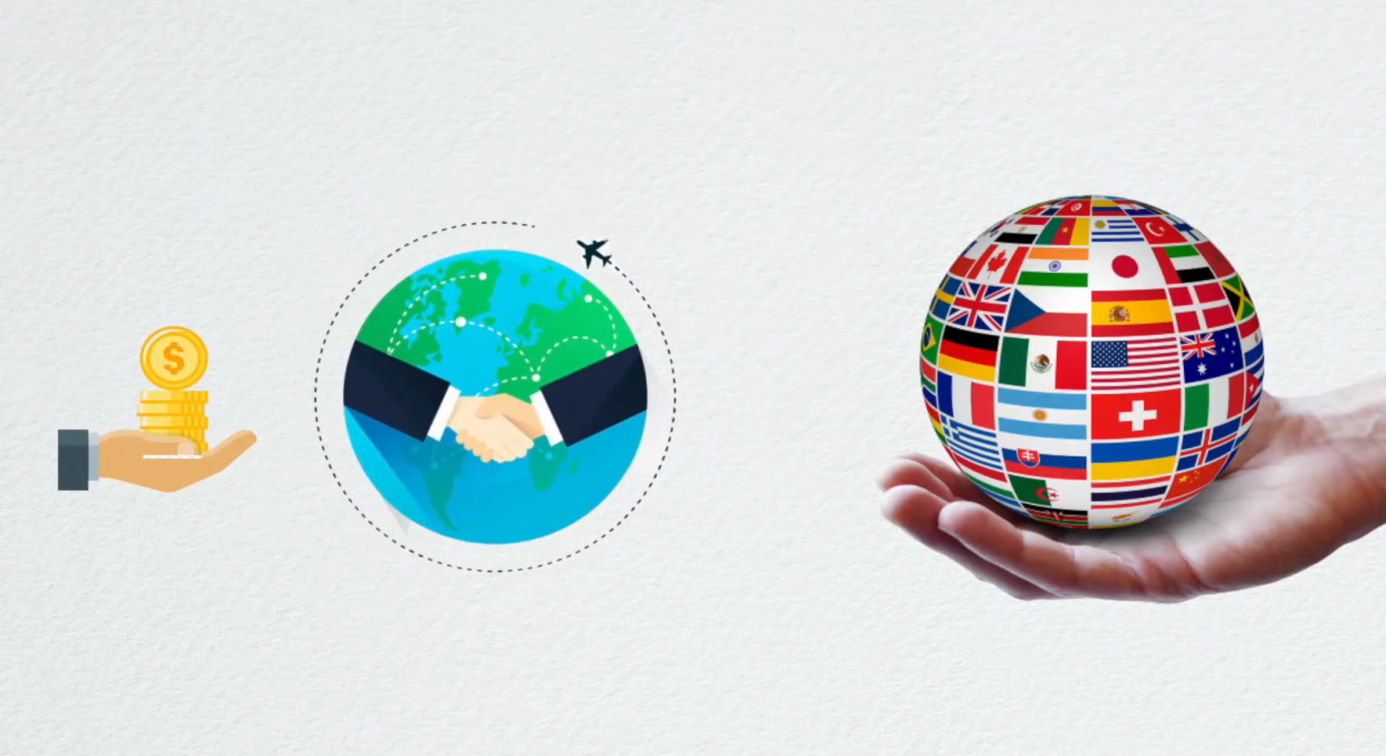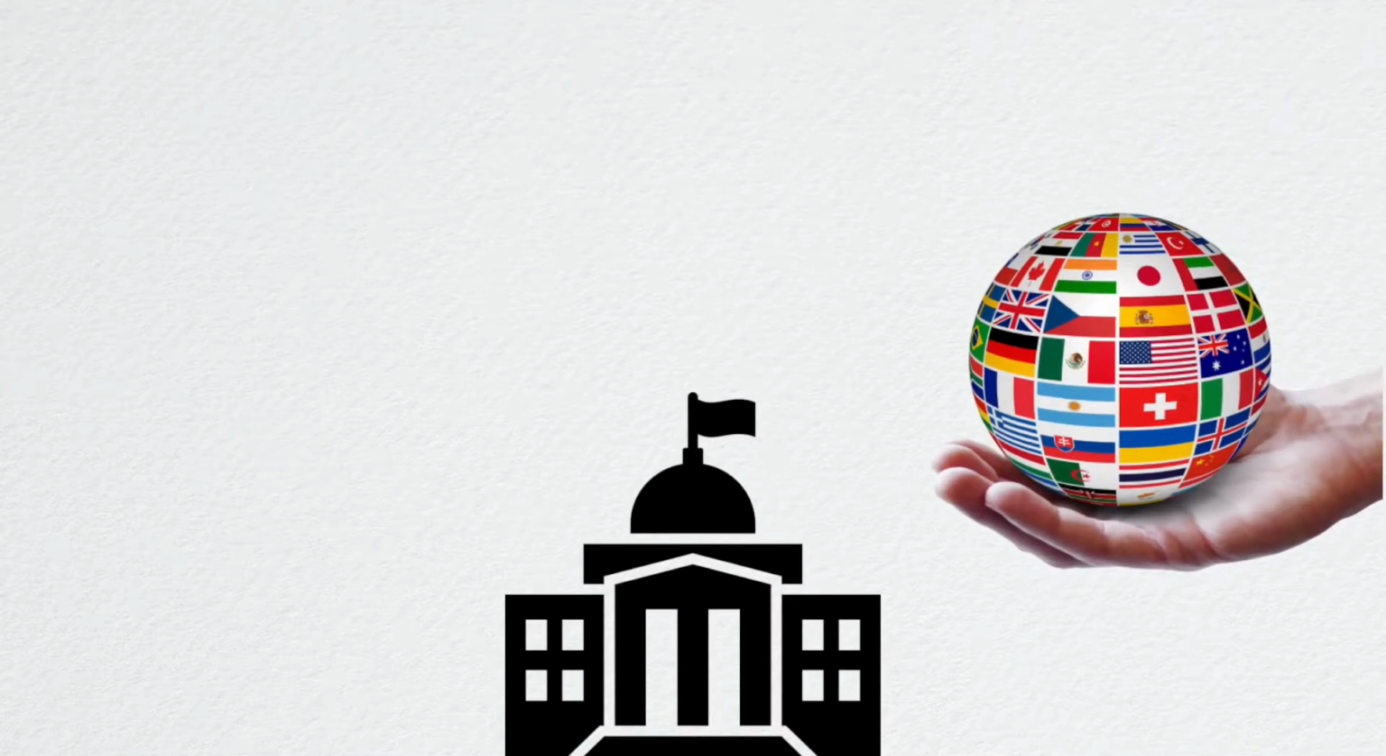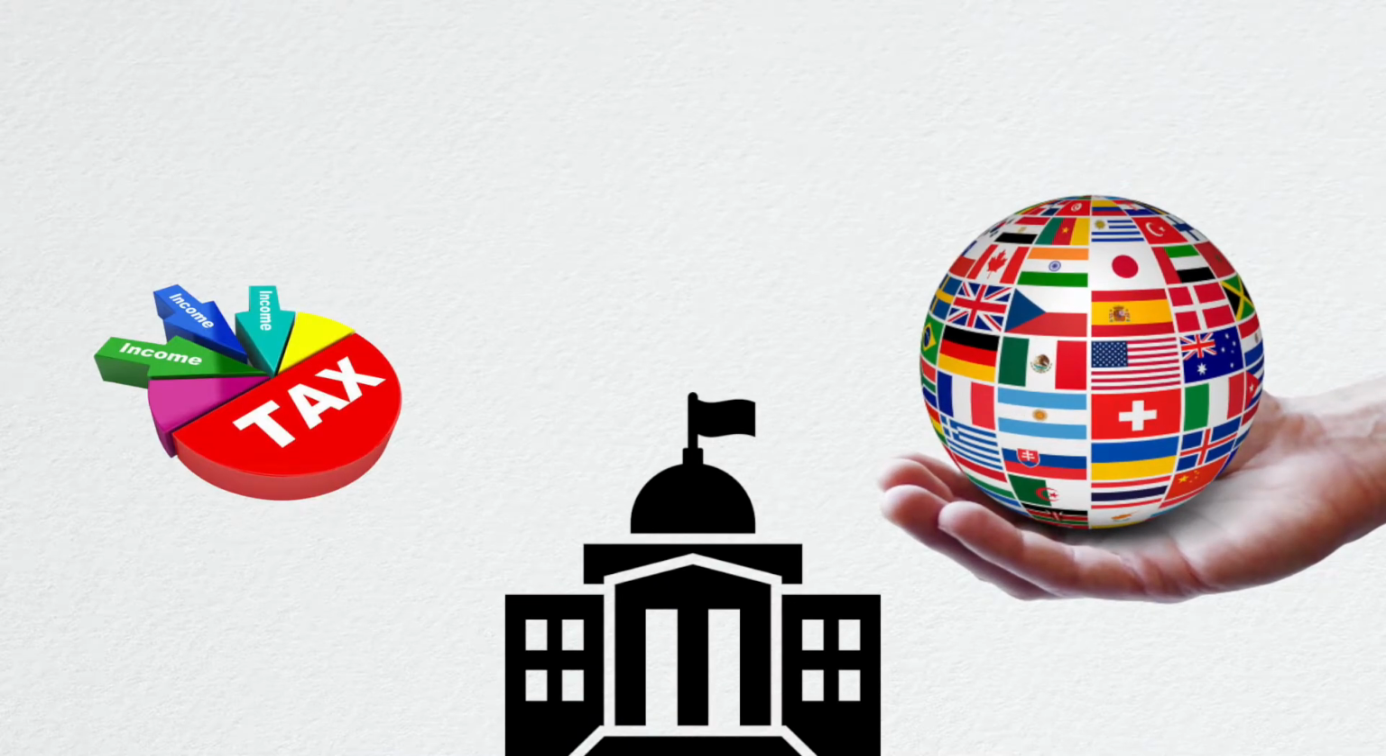And wherever there is trade, money is needed, hence the need for an international monetary system. More on this later. With this came governments to rule over this nation. You know what followed after? Tax. Government have to get some money. Of course, for security of life and property.